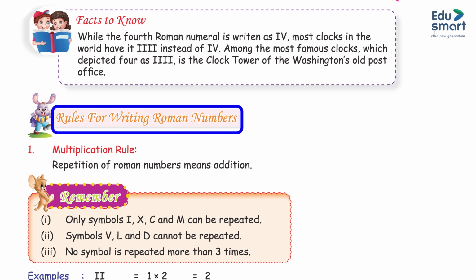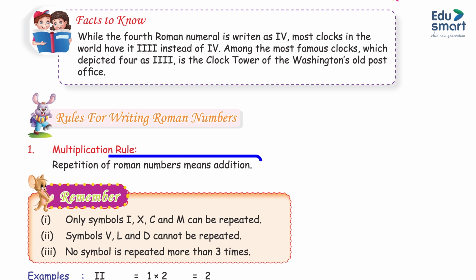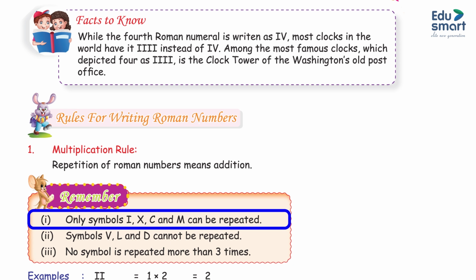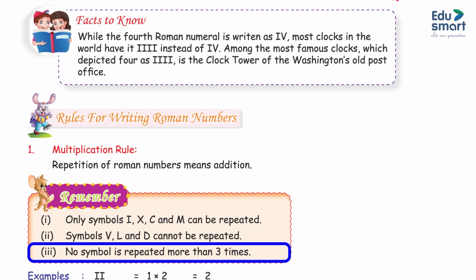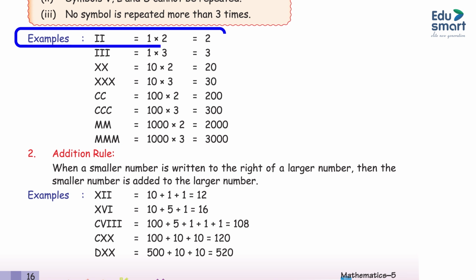Rules for writing Roman numbers. 1. Multiplication rule. Repetition of Roman numbers means addition. Remember: 1. Only symbols I, X, C and M can be repeated. 2. Symbols V, L and D cannot be repeated. 3. No symbol is repeated more than 3 times.